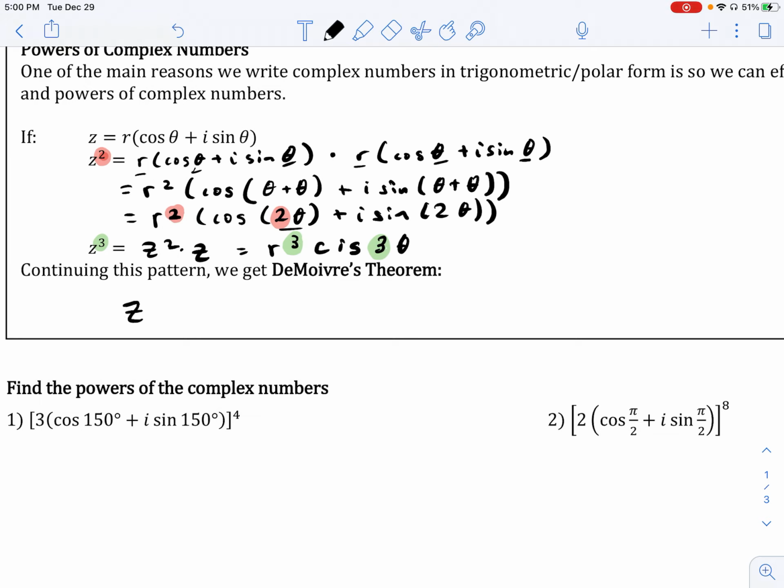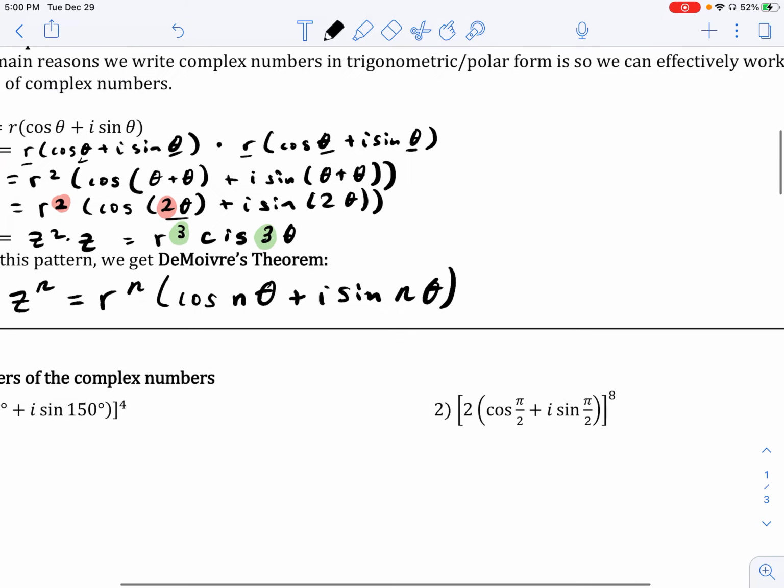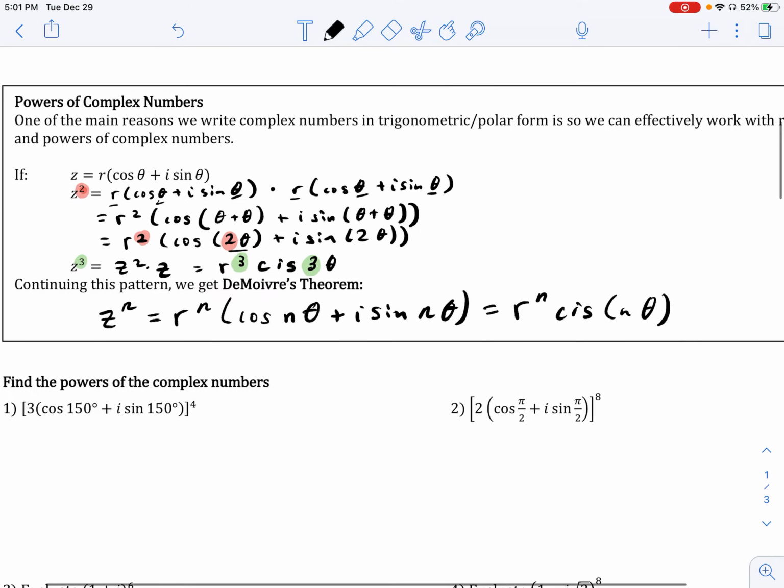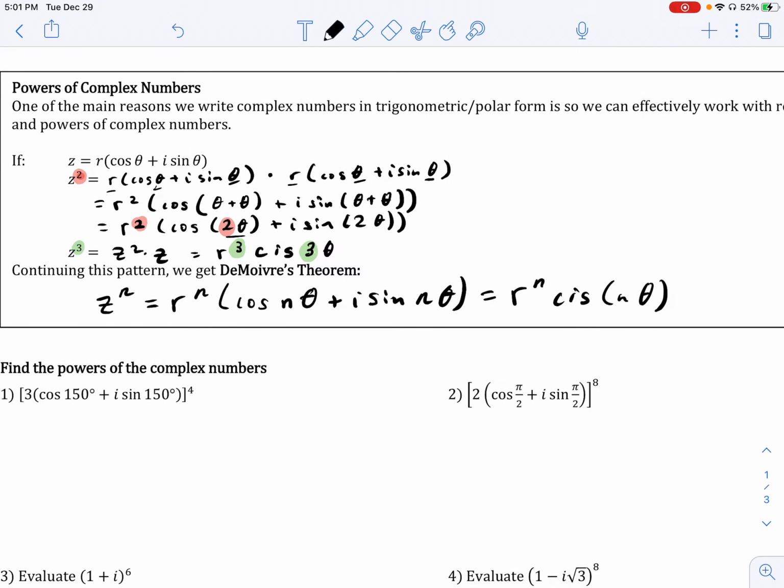Raising any complex number to some power, let's write in general terms, let n be that power, is equivalent to just taking that modulus, raising it to the power of n as well, and writing this as cosine n times that angle, the coefficient of that angle, plus i sine n theta. Or if we were to write this in abbreviated form, this would be r to the n cis n theta. And that's DeMoivre's theorem. And this allows us to work with powers of complex numbers way more efficiently.